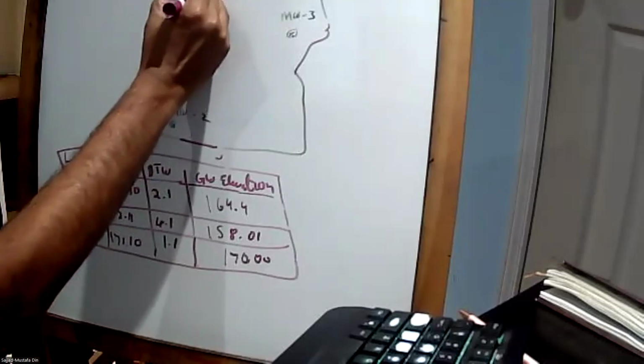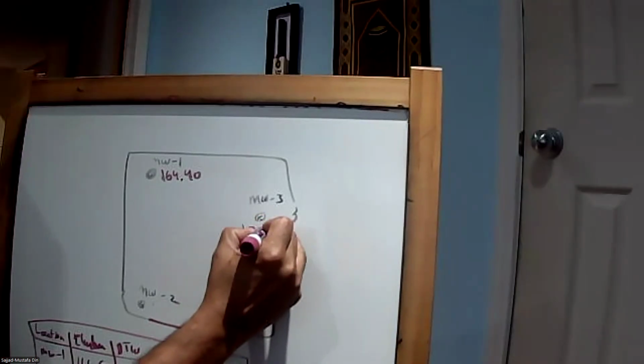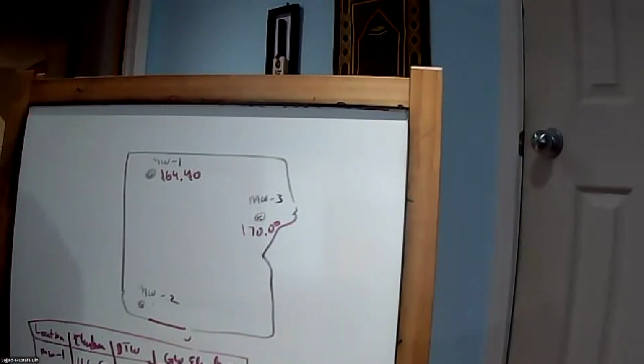It's 164.4. Animal 3 is 170.00. Monitoring 2 is 158.01. Now what we can do is we can contour this.